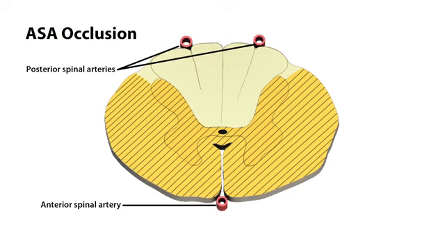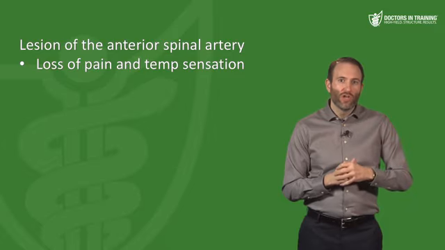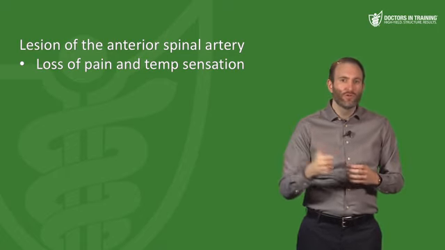Next, let's talk about the anterior spinal artery occlusion. So what happens here? So when you have occlusion of the anterior spinal artery, it's going to affect an area that's roughly the opposite of tabes dorsalis. So that's why we're talking about it here. You're going to lesion just about everything except your dorsal columns. The other areas that are spared are Lissauer's tracts. So you're going to lose your pain and temperature sensation.